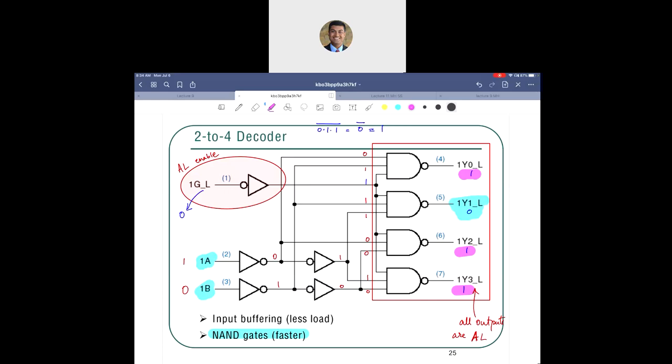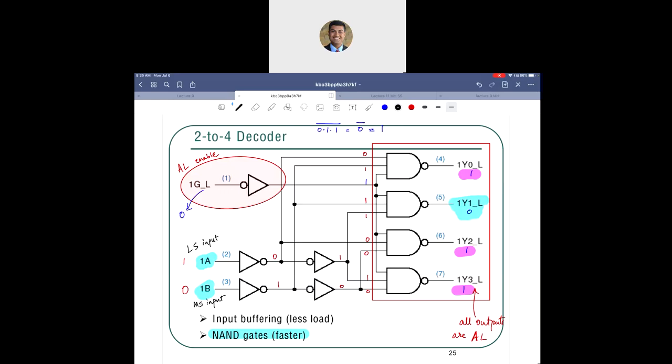So based on that, which input do you think is least significant? A or B? Which one is least significant? A is right. Because when you read this as 0, 1, that is 1. But if you read it as 1, 0, that would be 2. So Y2 underscore L would have had to be active, which is not the case here. Which is the most significant input here? So A is acting like I0 and B is acting like I1 in the previous diagram.